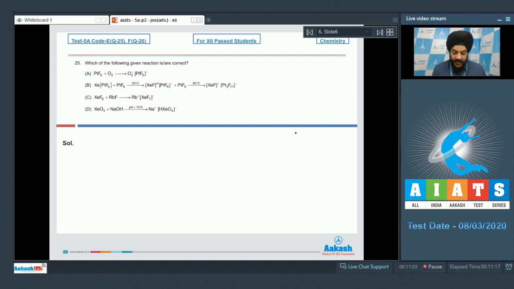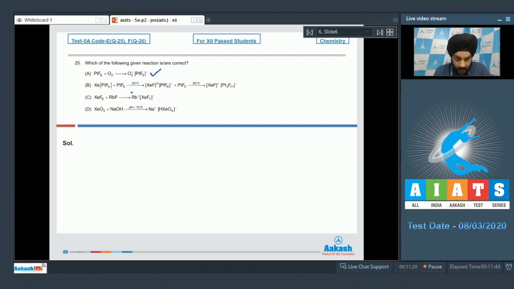Question number 25. Which of the following given reactions is or are correct? So we've been given 4 different reactions, students, and we have to comment on whether these reactions are correct or not. So we start with option A. We have PtF6 reacting with O2 to give us O2 plus PtF6 minus. This is a correct reaction, students. We've learned about this reaction during the study of the compounds of xenon.